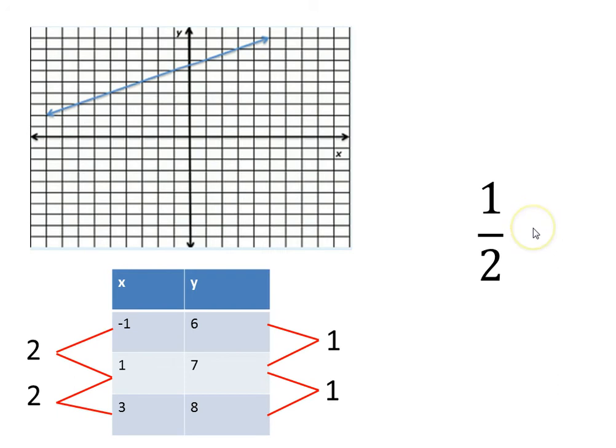1/2 is our rate of change, and what that means is that if I go up 1, I go over 2 to get to another point. Up 1, over 2, and it's another point. Up 1, over 2 is another point. Up 1, over 2 is another point. So the rate of change from the graph is 1/2.